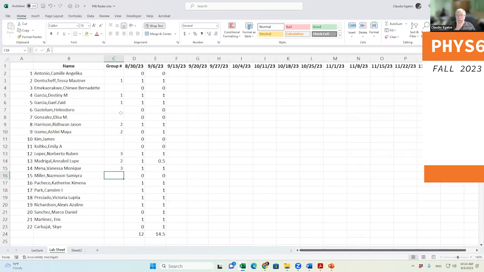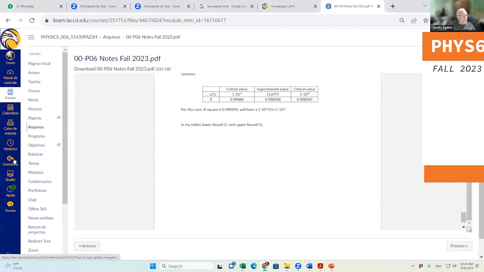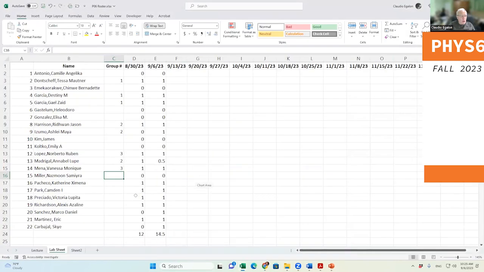Do you know how to contact each other? You can contact each other either by the chat, but I prefer that you use Canvas. Okay. You have the Canvas inbox that we can use to contact each other. So if you need to share contact information, just use the Canvas email.